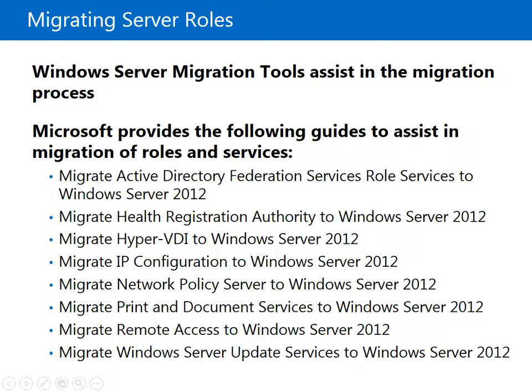So the things that we need to figure out, or at least be aware of when we talk about those: Active Directory, your health authority, Hyper-V. How are you dealing with migrating your IP addresses? Your policies. So we'll see this probably next week when we get into security policies, group policies. How do you manage your print, your documents, your remote access, your WSUS, Windows Server Update Services?